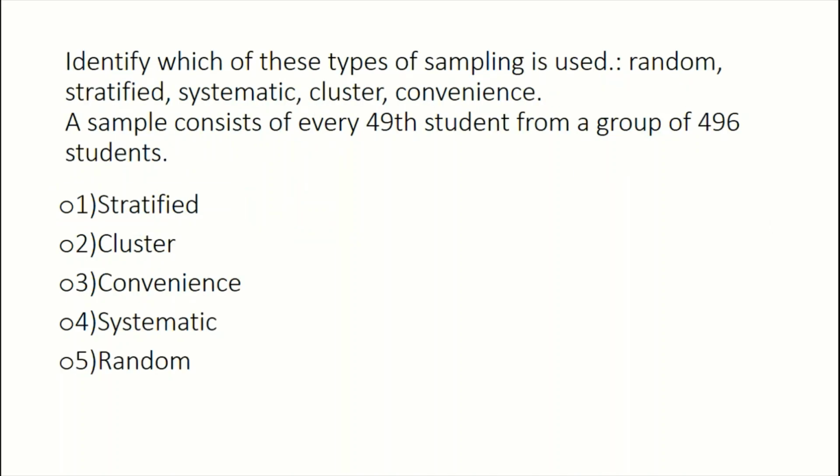Identify which of these types of sampling is used. Random, stratified, systematic, cluster, convenience. A sample consists of every 49th student from a group of 496 students. Systematic sampling is the method of sampling collection where every kth subject, such as every fifth subject, is selected. This method is common in quality control. In our case, every 49th student was selected to form the sample. Thus, the systematic sampling technique was used in this case.